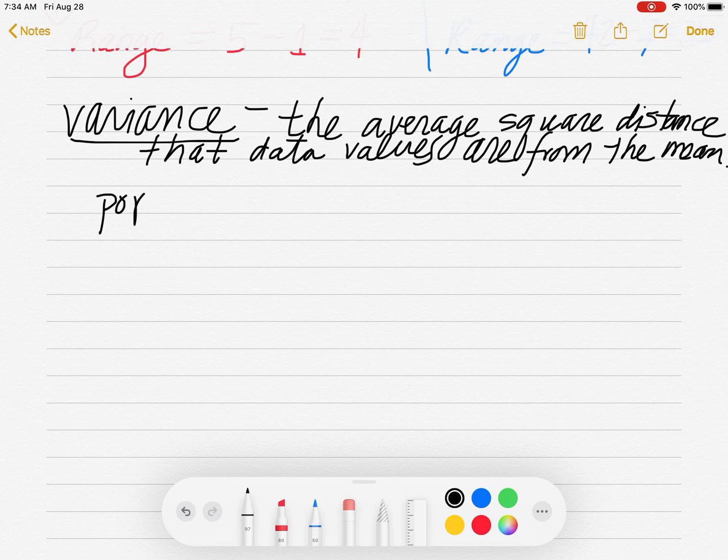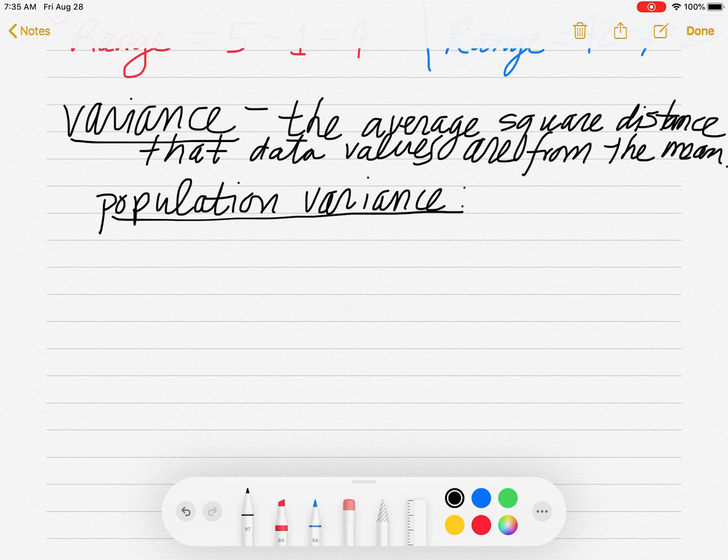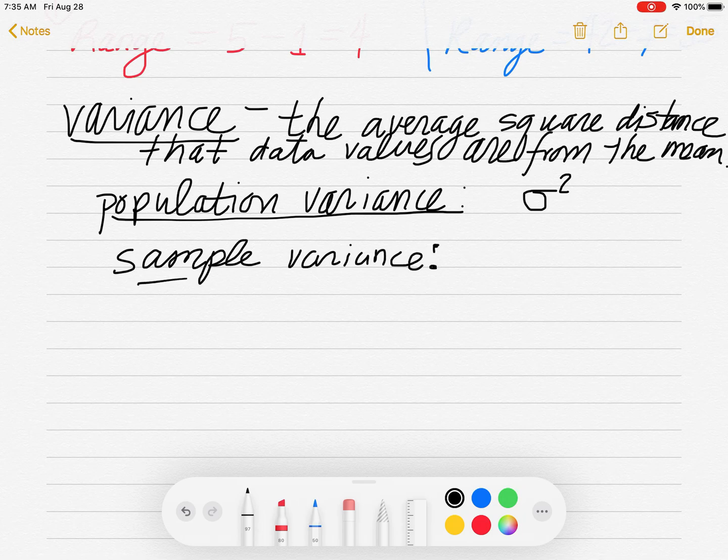When you're talking about population variance, we have a symbol for that. We use this symbol, the lowercase sigma, a Greek letter, with the square. So that's population variance. We're not going to be calculating that. We're going to be focusing on just samples. So we're going to focus on sample variance. For sample variance, we use the lowercase s with the square over it.